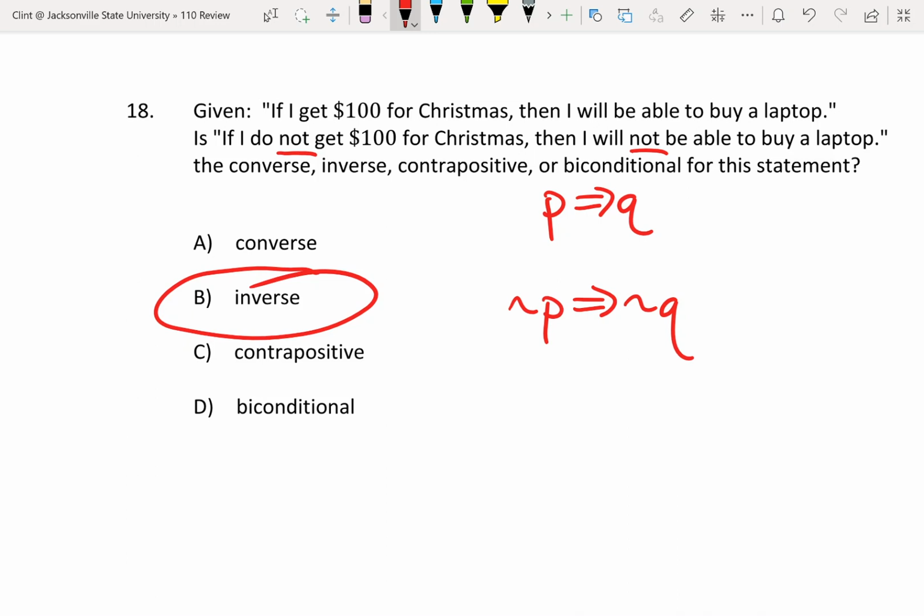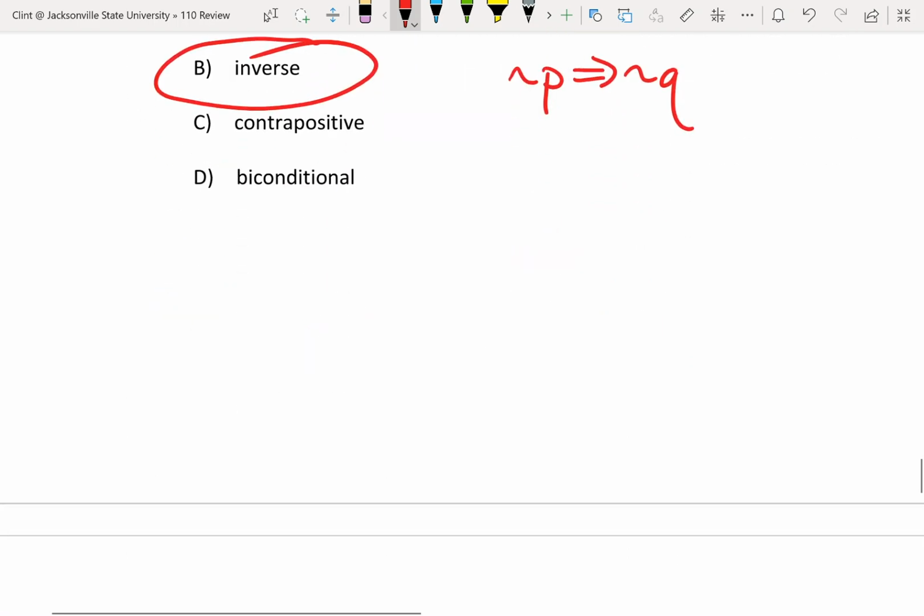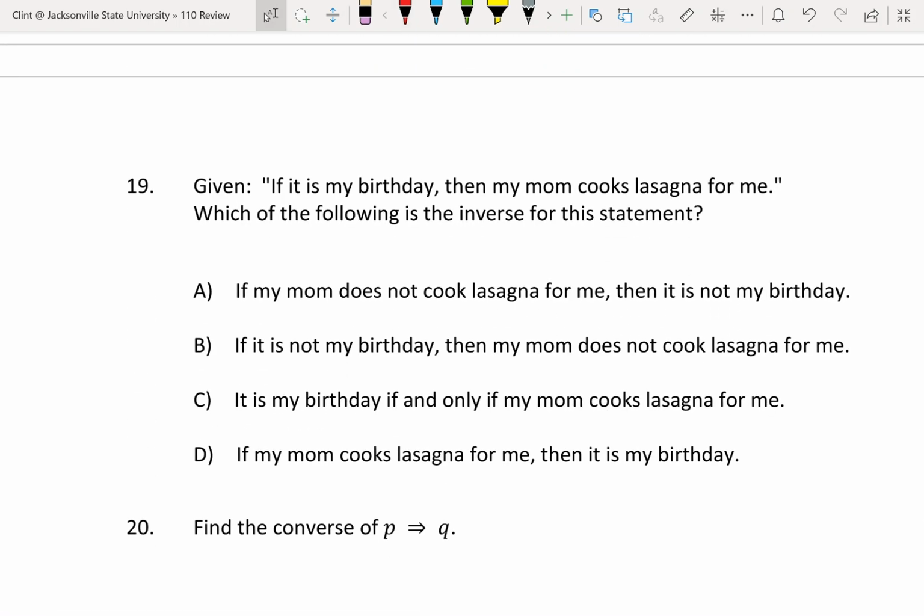So make sure to look over those. This one's the same type of question, but it's worded a different way. This one says, given if it is my birthday, then my mom cooks lasagna for me. Which of the following is the inverse for this statement?